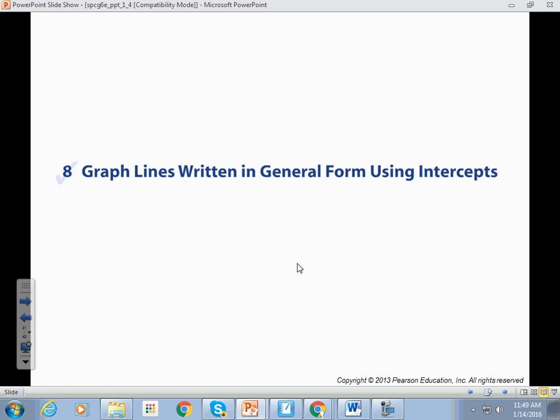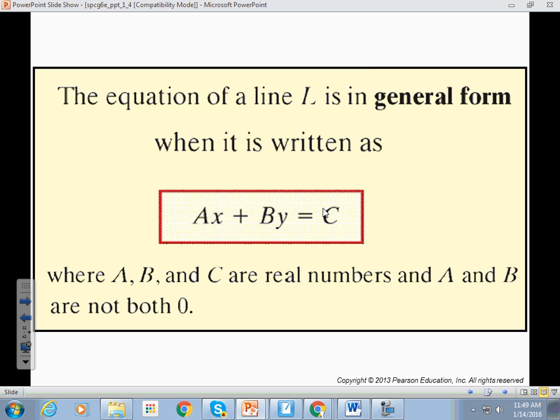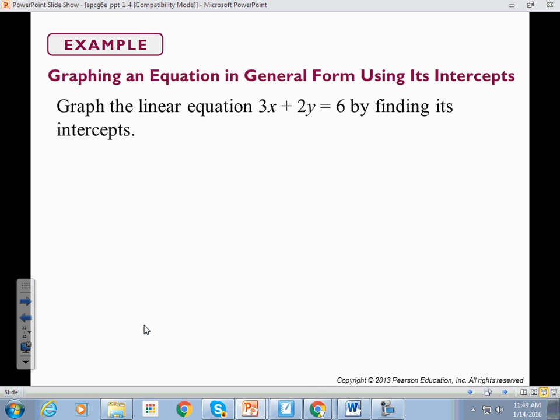Last one. We're going to graph lines written in general form using intercepts. So the first thing we need to know is that general form is ax plus by equals c, where a, b, and c are real numbers, and a and b are not both 0. So we're going to graph this by finding its intercepts. The cool thing about general form is that it makes it really easy to find intercepts.